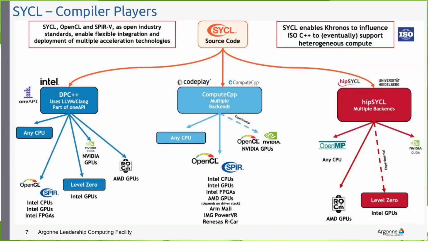This is a quick snapshot of what the compiler implementers look like. Again, this is an outdated figure, I would say. So for the scope of this talk today, I'll be mostly concerned about DPC++, which is based on the Intel LLVM fork of Clang, and marketed as oneAPI. This could run on any CPU and currently on Intel GPUs via Level Zero. Level Zero is the driver that we use to target Intel GPUs.